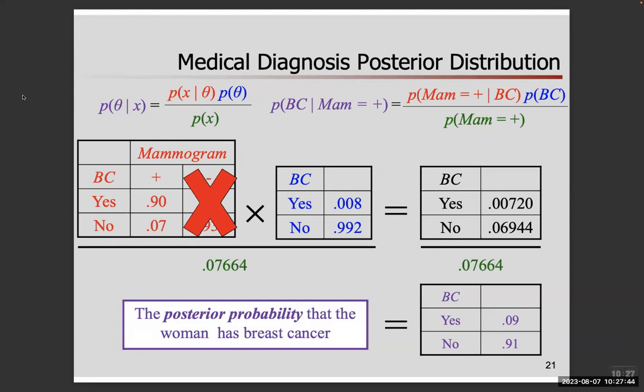So, okay, deep breath. 0.00720 divided by 0.07664 gives a value of 0.09, rounding to 2 decimal places. 0.06944 divided by 0.07664 gives a value of 0.91, rounding to 2 decimal places. This is now on the probability scale. Everything adds up to 1. And I would reach the conclusion that the posterior probability that this patient has breast cancer is 0.09. The probability that they do not, 0.91.